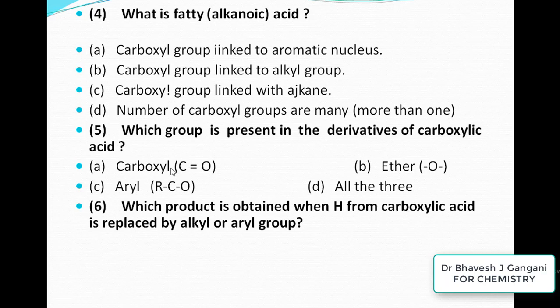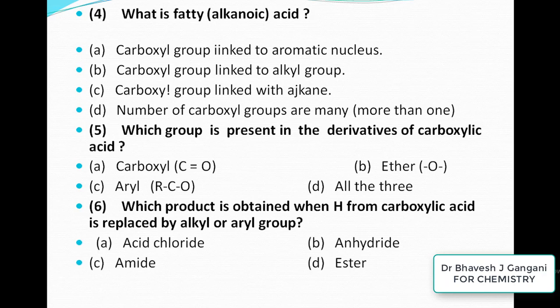Now question number 6. Which product is obtained when hydrogen from carboxylic acid is replaced by an alkyl or aryl group? Think about what the answer will be. These are the 4 options in front of you. When hydrogen of carboxylic acid is replaced by an alkyl or aryl group, then this compound is known as an ester. This derivative of carboxylic acid is known as an ester.